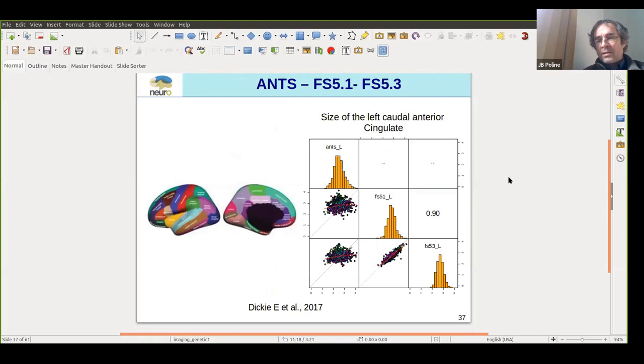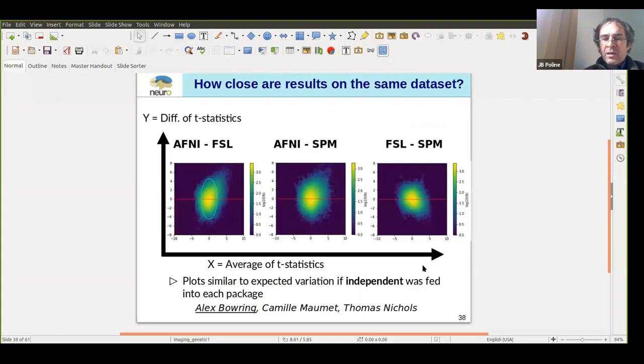Across software, I won't go into detail, but this is the cortical thickness measured by two different software, ANTs here and FreeSurfer, and you see a very high correlation, which is frightening. And this is the correlation between FreeSurfer version 5.1 and FreeSurfer 5.3, which is at least a bit better. That could be interpreted as an improvement of the software, but not radically different results.